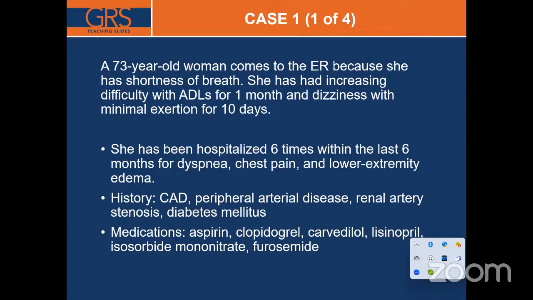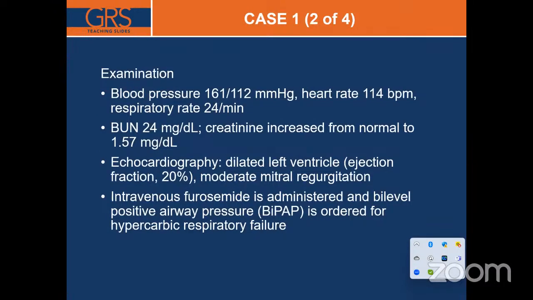She has been hospitalized 6 times within the last 6 months for dyspnea, chest pain, and lower extremity edema. History includes chronic coronary artery disease, peripheral artery disease, renal artery stenosis, and diabetes. Medications include aspirin, clopidogrel, carbidopa, lisinopril, isosorbide mononitrate, and furosemide. On examination, blood pressure is 161/112, heart rate 114, respiratory rate is 24.